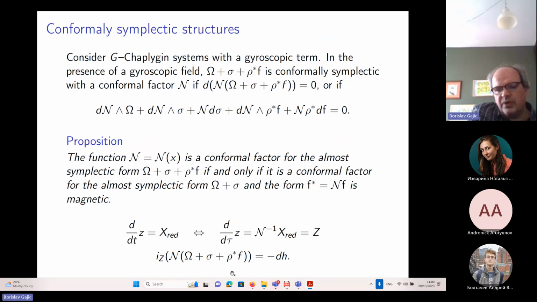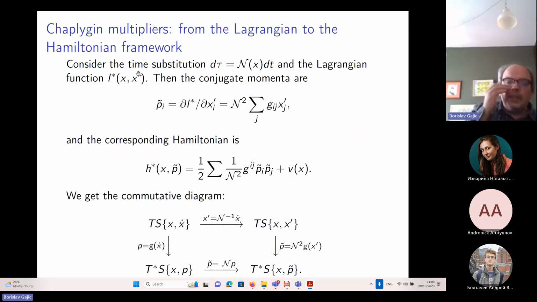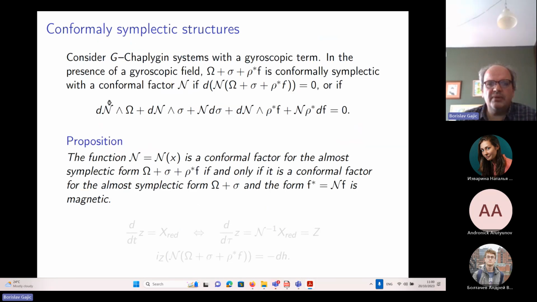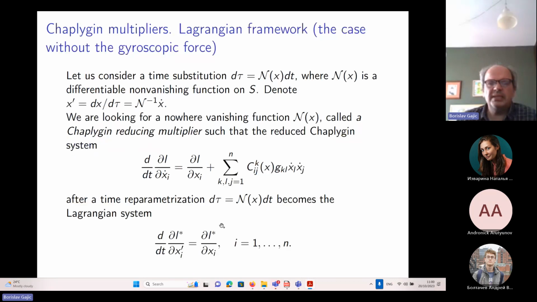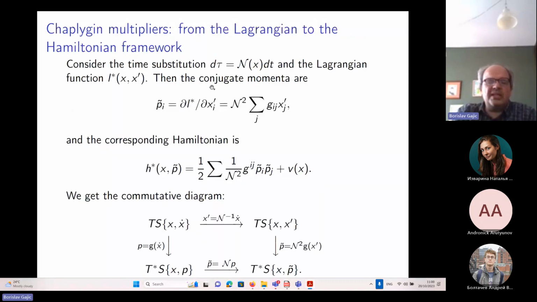Then the reduced equation can be written in this Hamiltonian form. On the other hand, let us consider the case of a Chaplygin multiplier. It's given here. You see that it can be Lagrange, and then pass here. Let us pass, using the Legendre transformation, to the cotangent bundle of S.